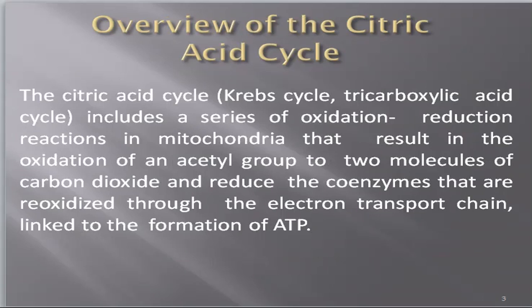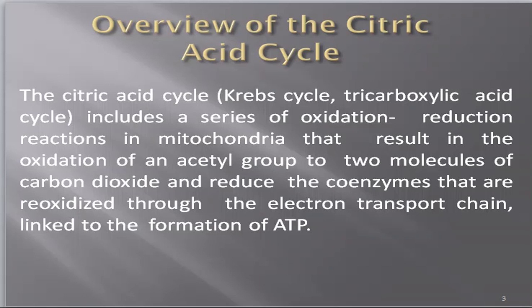The citric acid cycle is also known by different names. In honor of the scientist who discovered it, it is called the Krebs cycle. Or it is called the tricarboxylic acid cycle, as the first compound, citric acid, formed from the first chemical reaction of the TCA cycle or citric acid cycle, contains 3 carboxylic groups. It is also called the tricarboxylic acid cycle.